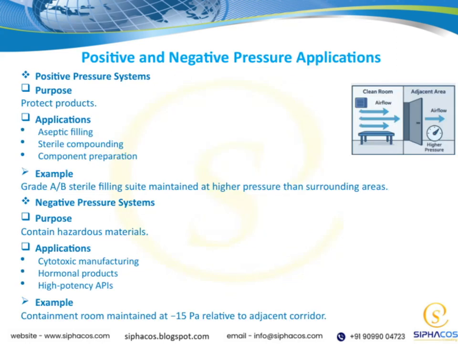Let's talk about pressure systems, positive and negative, and how they serve different purposes in controlled environments. Positive pressure systems are designed to protect products by keeping contaminants out. You'll find them in places like aseptic filling or sterile compounding rooms, where the air pressure is higher than surrounding areas to keep everything clean. On the flip side, negative pressure systems work to contain hazardous materials. They're used in manufacturing cytotoxic drugs or handling high-potency APIs, where the room pressure is lower than adjacent spaces to prevent any dangerous particles from escaping.